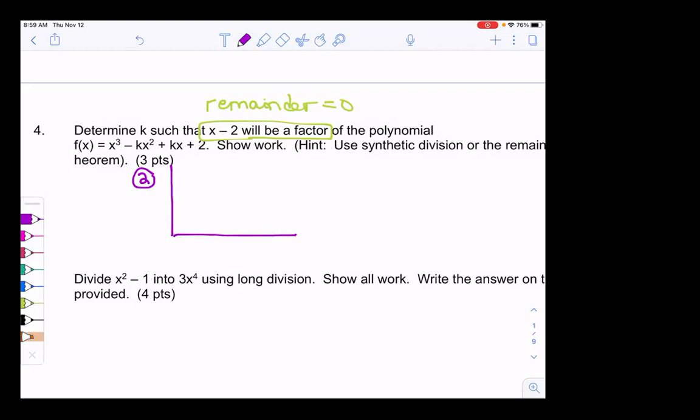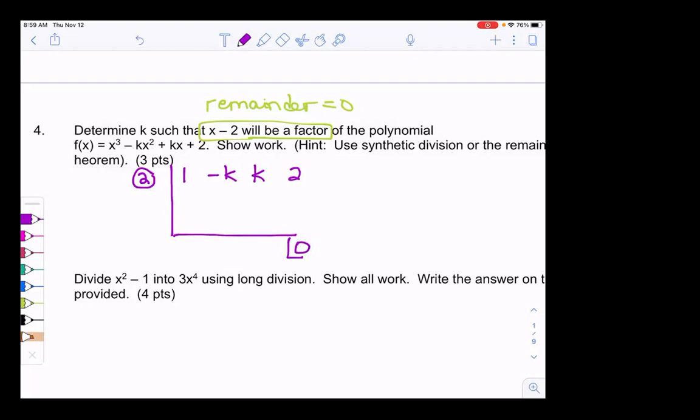remember we take the coefficients that are in front of all of the exponents. Well, my x cubed has a 1. My x squared has a negative k. I'm going to keep that negative k in there because that's what we're trying to find. And then there's a positive k, and then there's a 2. That remainder is supposed to be 0.